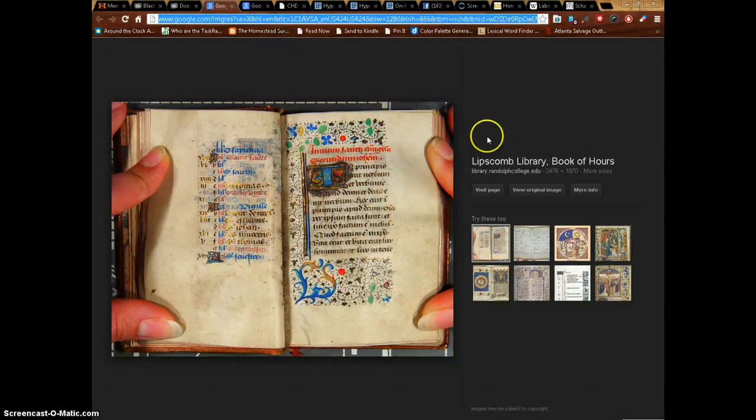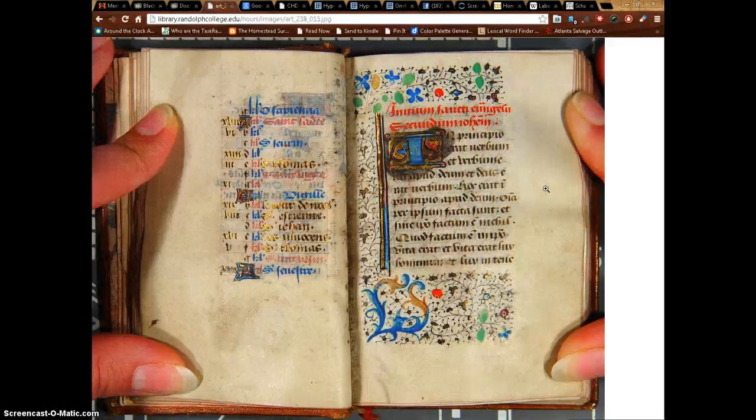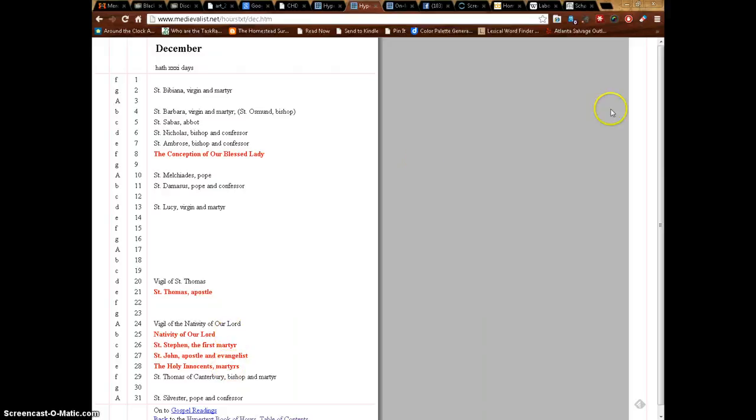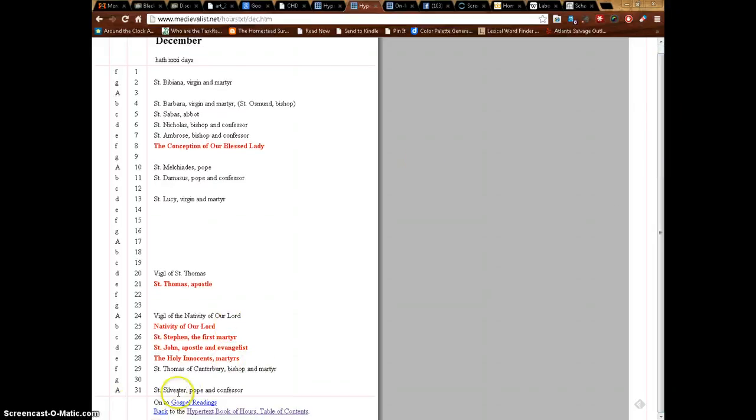Let's look at other collections, and the fact that this begins a prayer suggests to me that this is going to be December, the end of December. So let's view the original image to make it a little larger. And so let's go ahead and go first to the hypertext Book of Hours and go on to December. And what is our last thing? Saint Sylvester.